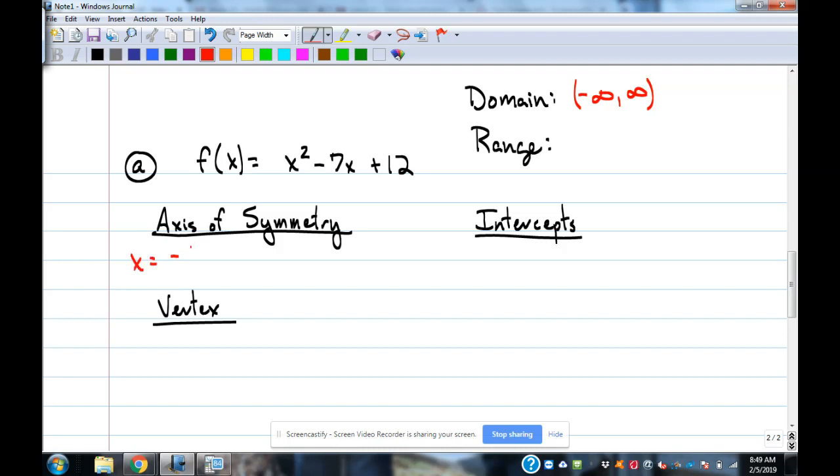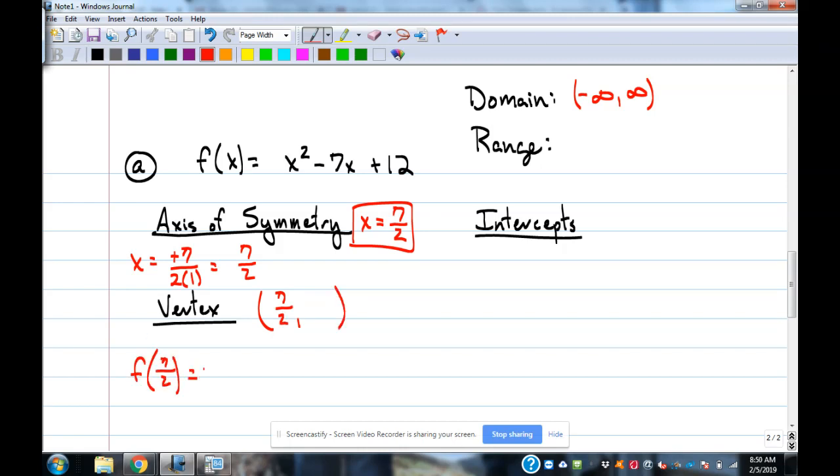X equals negative b, so positive 7 over 2 times a. That's 7 over 2. So the axis of symmetry is the equation x equals 7 over 2. And yay, it's a fraction. So that tells us wonderful things. Means we got to work a little bit. So how do we find the y value for the vertex? Plug that back in. So I'm going to go f of 7 over 2. Plug that in. So 7 over 2 squared minus 7 times 7 over 2 plus 12.